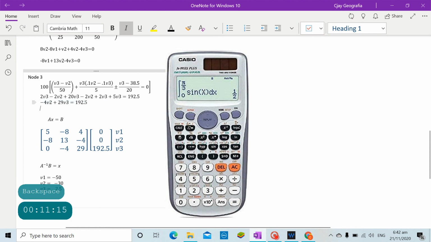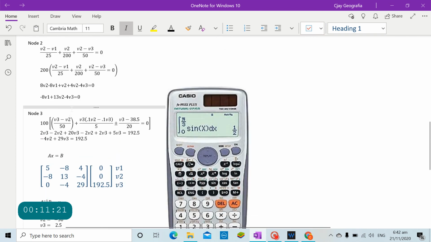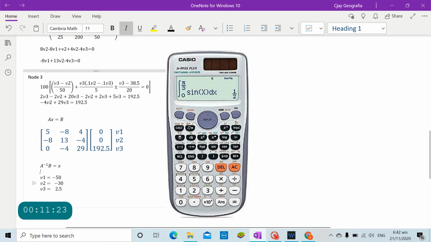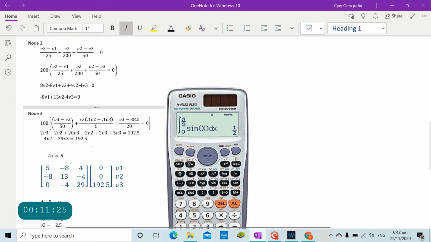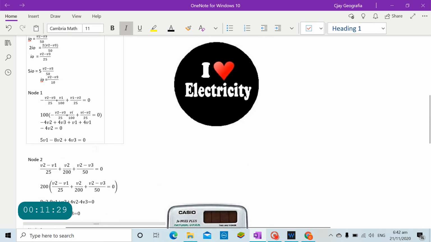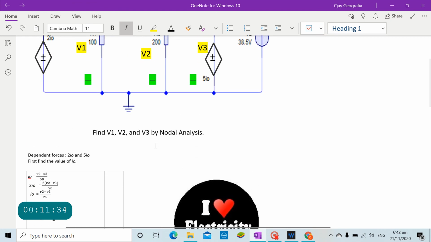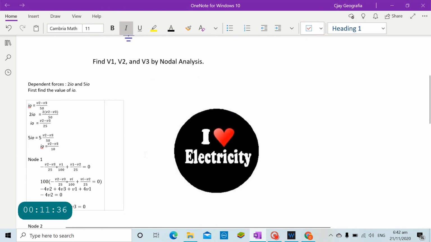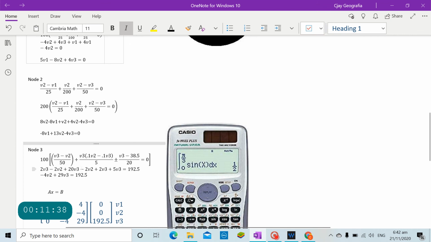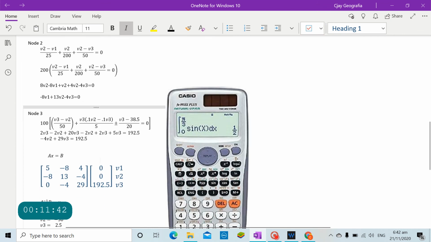Bring down 192.5. So that we can have a faster way of solving for V1, V2, and V3, we have to use the matrix method in the calculator. As you can see, the technology today is growing and is so accurate to use. So we have to use the calculator for finding the matrix.